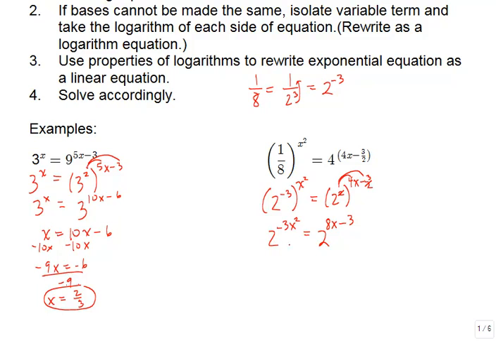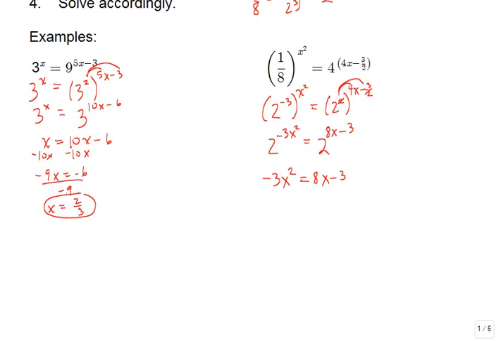Now we need to set the two powers equal to each other since the bases are equal. So this is going to be -3x squared equals 8x minus 3. Now this is a quadratic equation, so we have a slightly different strategy to solve this. We want to get a 0, so I'm going to go ahead and add 3x squared to the right side so that it becomes positive. And writing this in descending order, I get 3x squared plus 8x minus 3.